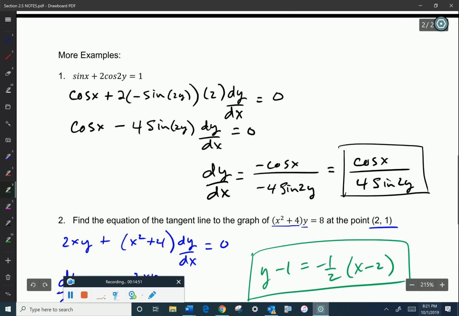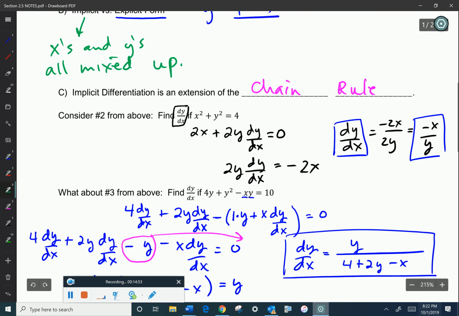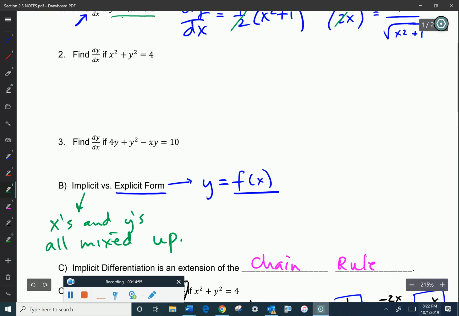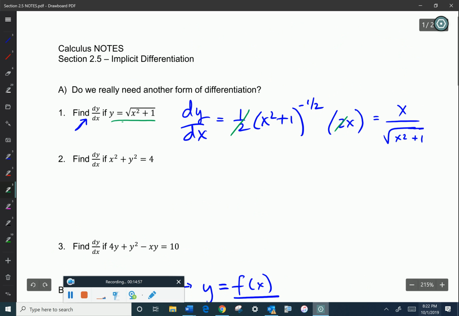Okay, so that's just a little bit of showing you how to do implicit differentiation. The homework is a worksheet. I'm not sure if you already have that, but I'll get that passed out. And then that is due next class period.